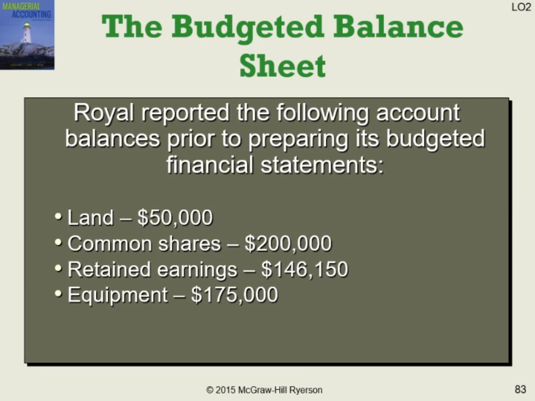So we have some information that we're going to put on our balance sheet right here, and so the balance sheet is going to be filled out. With land, we have $50,000. These are the opening balances, presumably from the last period's balance sheet. We had common shares of 200,000. Our opening retained earnings was 146,150, and our opening amount of equipment was 175. Of course, with the retained earnings, we're going to add the income, the budgeted income statement, minus the dividend that we paid out, and the 175,000 of equipment is going to be supplemented by the 2 purchases of equipment we did according to the cash budget.